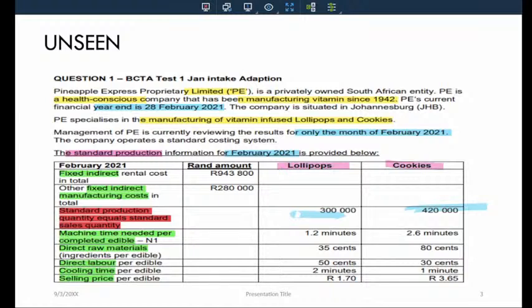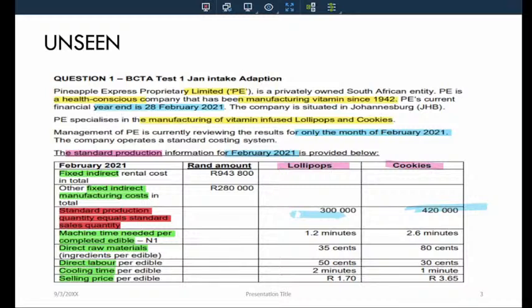They tell you that the standard production information for February 2021 is provided below. So they give you the fixed indirect rental costs. What do we do with indirect costs? We allocate them. So you should be writing the indirect cost allocate, so that at least you have some comfort to know that if they ask me to allocate, I've already identified the indirect cost. I don't need to go looking for it again. They tell you that the other fixed indirect manufacturing costs in total are that. So you write there, we allocate indirect costs, right?